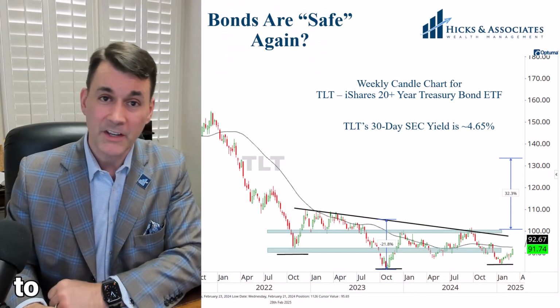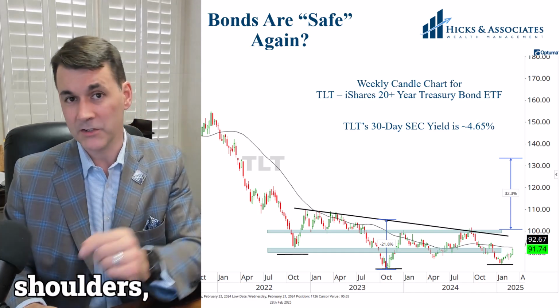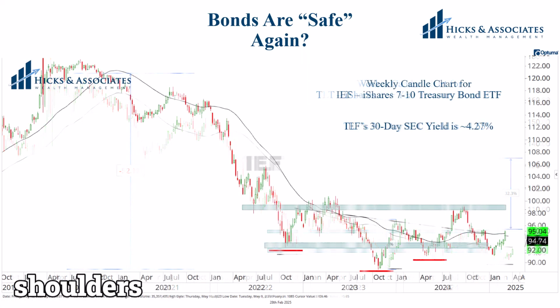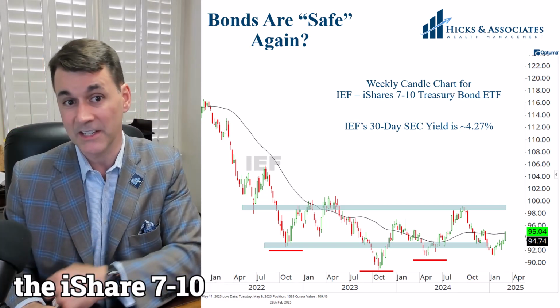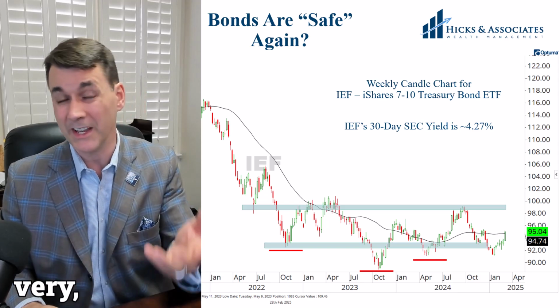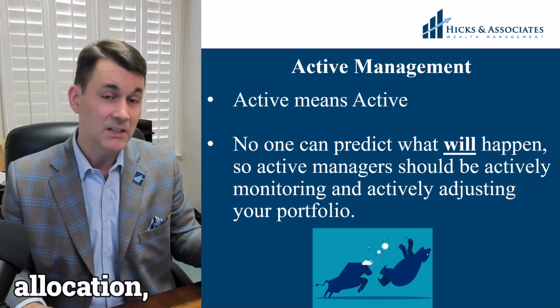But we're starting to see some encouraging signs in the bond space. And this head and shoulders, this inverse head and shoulders, has been a pretty prevalent pattern throughout the bond space. This is IEF. This is the iShares 7 to 10-year Treasury bond, and we see a very, very similar pattern. Some encouraging signs for the bond sector, and if you are traditionally in a conservative allocation, this should be some good news.